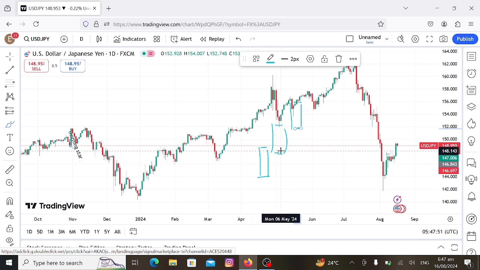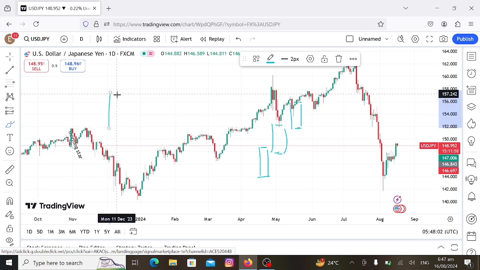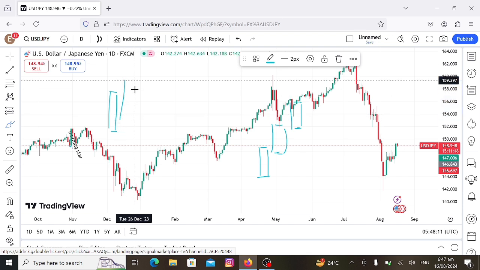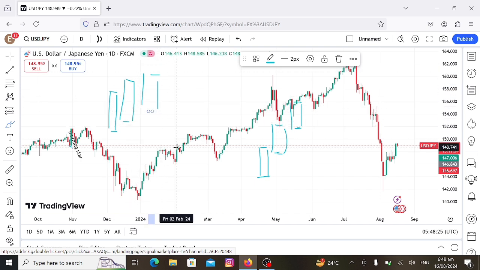So this is day 1, day 2, day 3, not a reverse pattern, not like this, not like this, not like this, not like this, not like this at all. This is not valid. This is how it looks like.